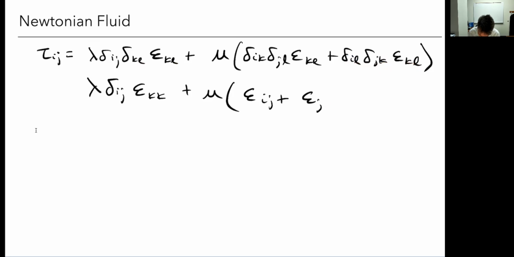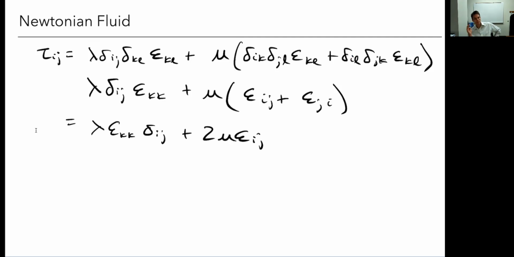Again, if you haven't done tensor math before, this is going to look really weird and you don't really have to worry about it. This is just really optional material here. These two are equal because it's symmetric. The strain tensor, remember, was a symmetric thing. So epsilon ij equals epsilon ji. So I get lambda, I'm going to write it in the opposite order here. Epsilon k delta ij plus 2 mu epsilon ij. Okay, and yeah, that's it.